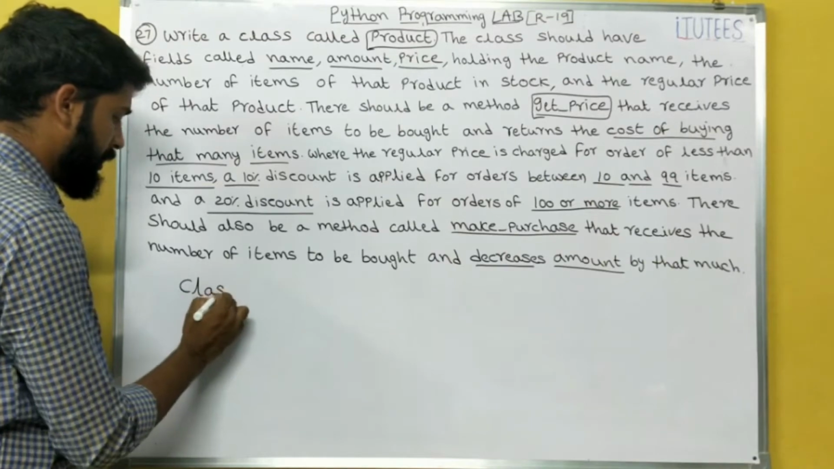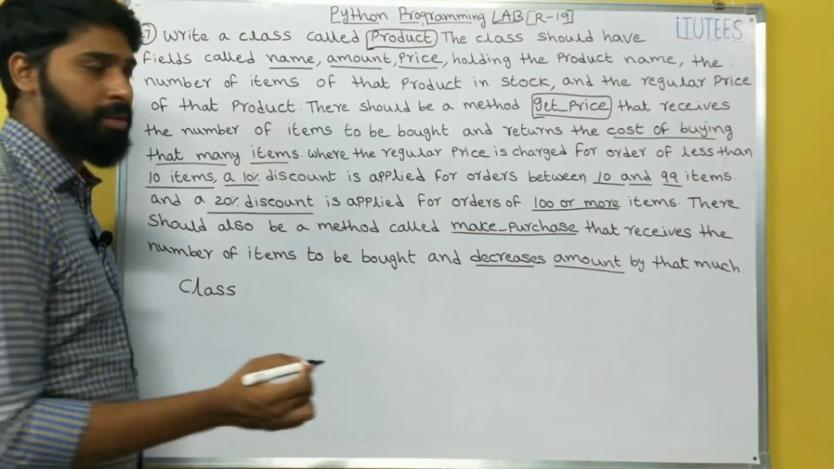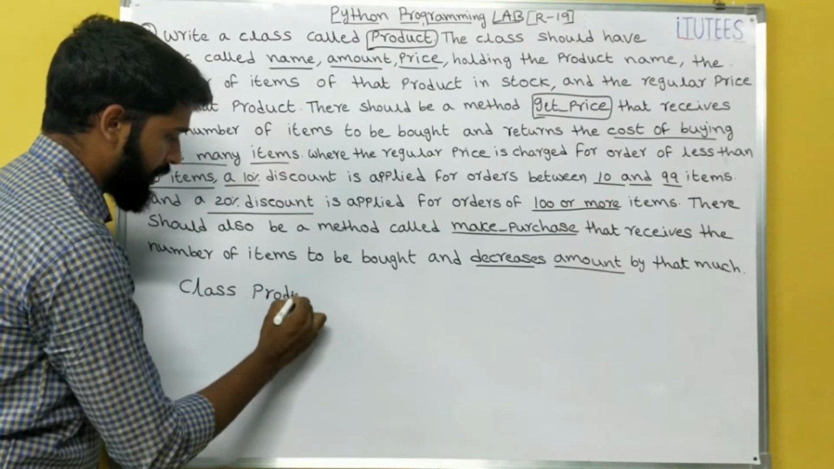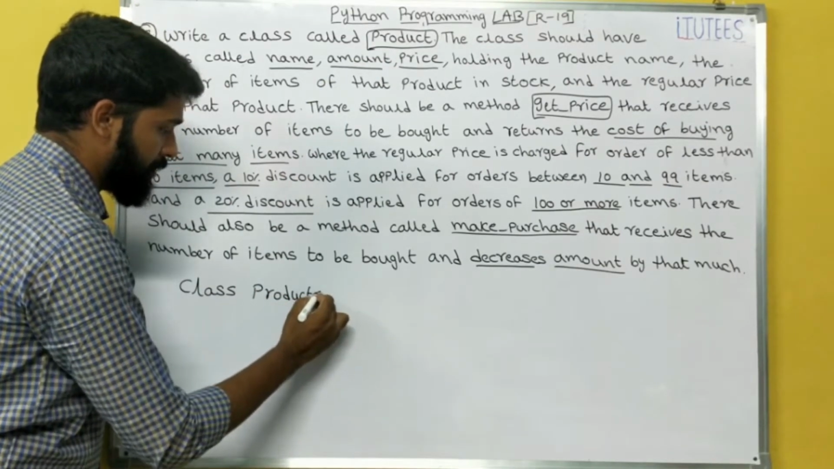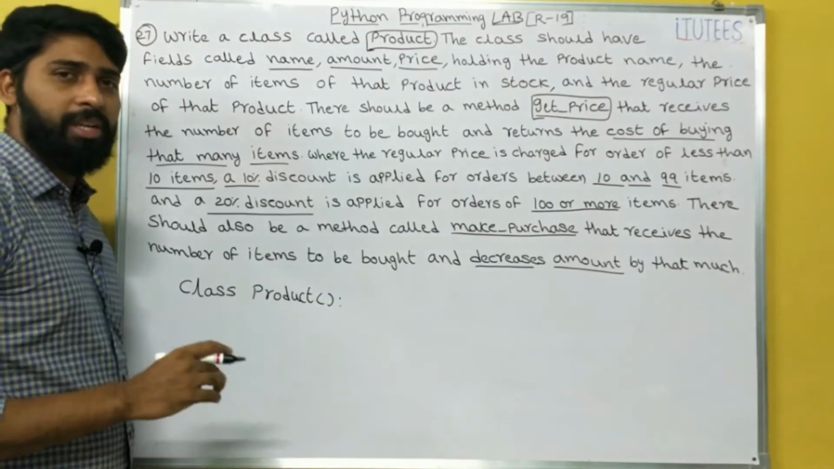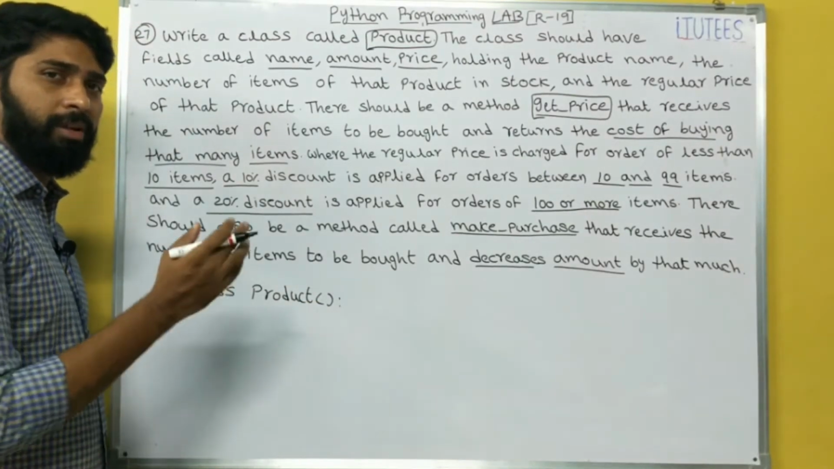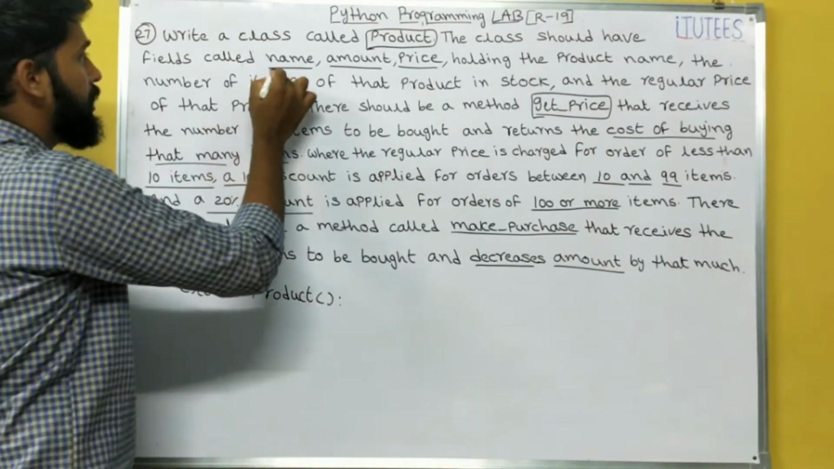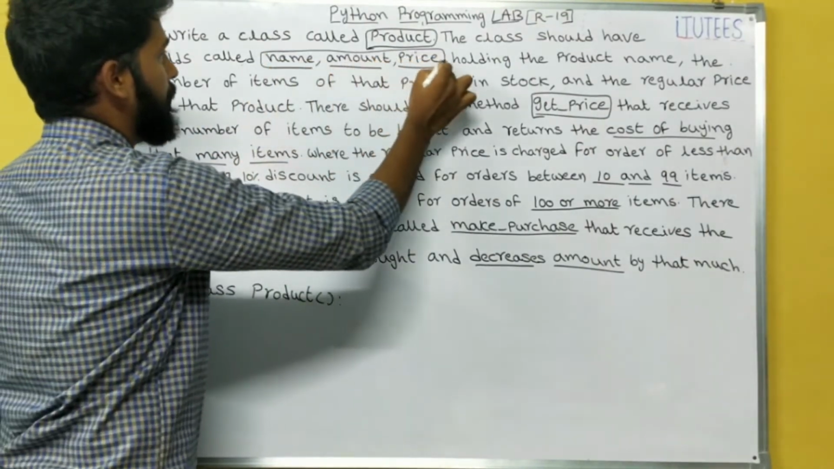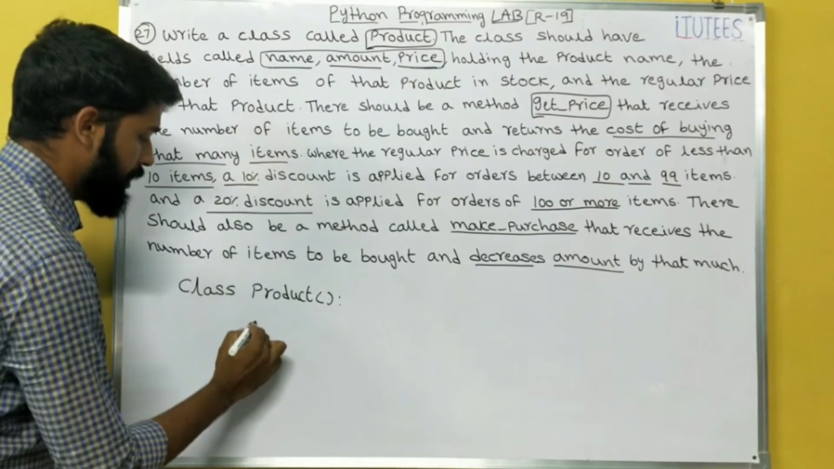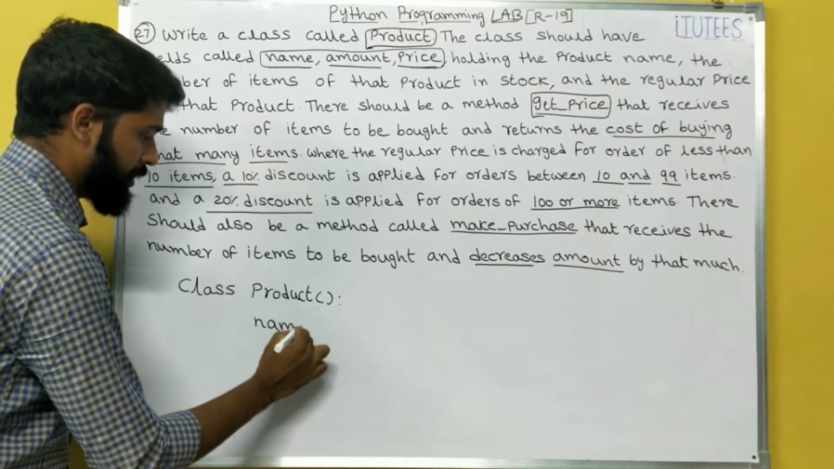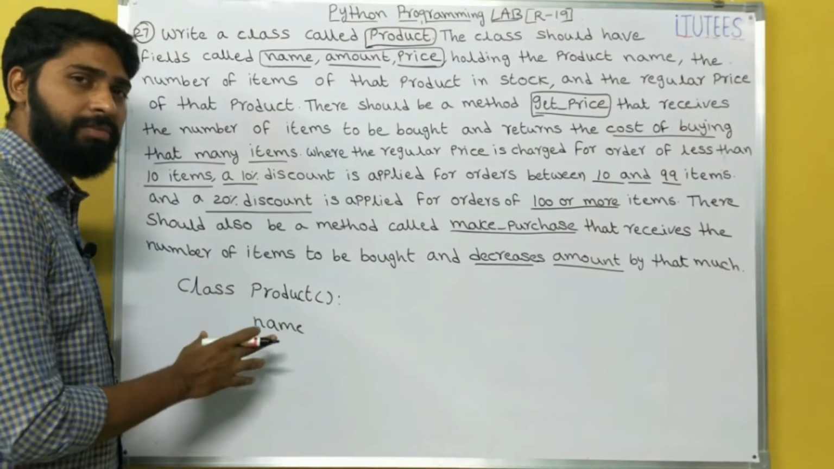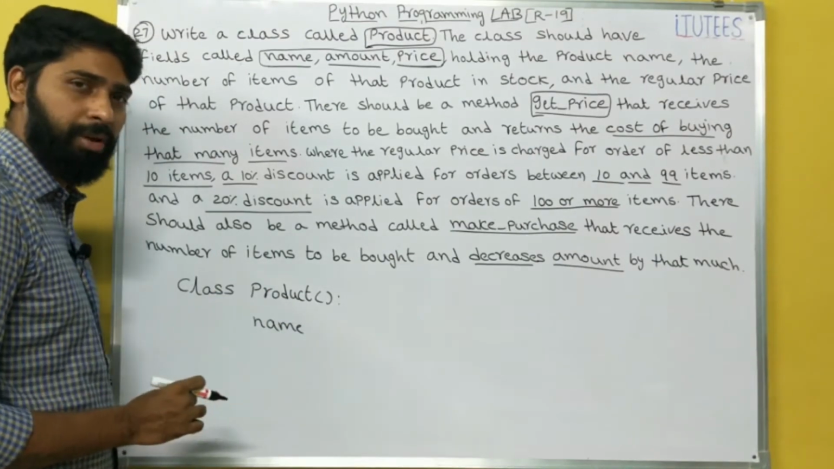Class, space, class name. Here the class name is product. So what is a class? Class is a combination of members and methods. In this problem they specify that these three are the members. So one is name. This is actually not a program, this is just a prototype. So directly we see the execution of this program.